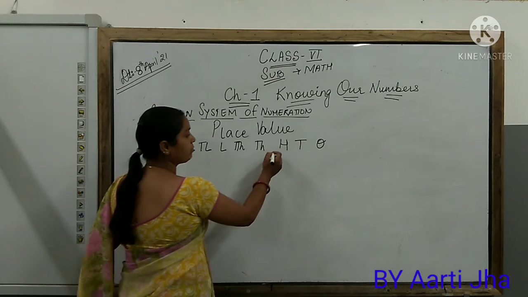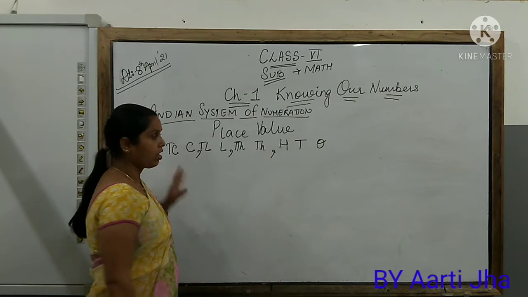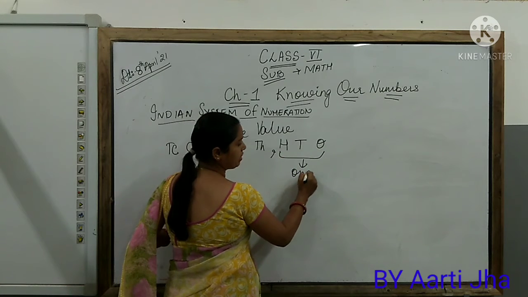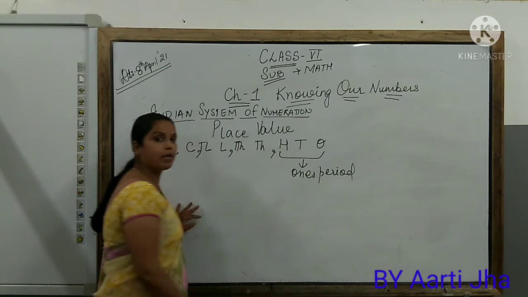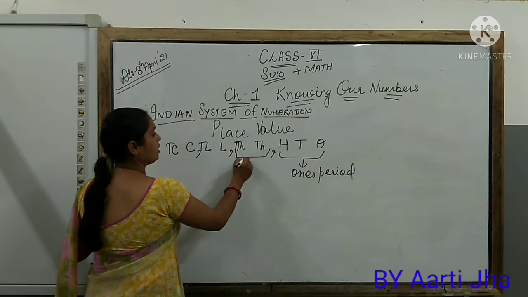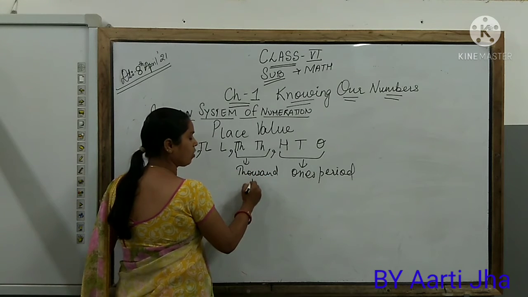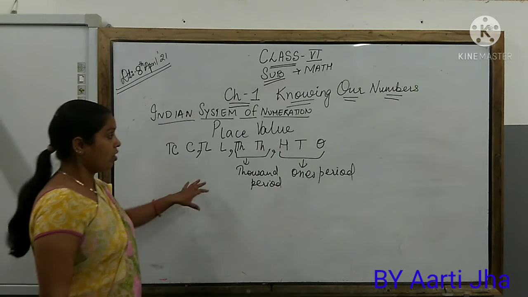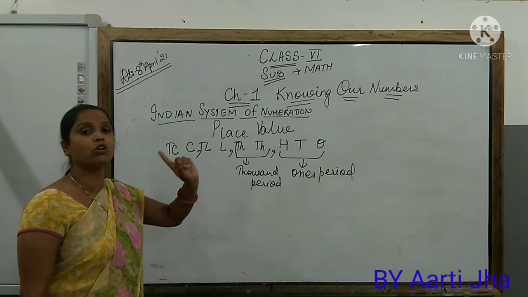How do we group them? We group them like this, where the first group has how many places? Three, and it is named the ones period. Then this will be named the 1000 period. These things have already been taught to you in class 4 and 5, children. I am explaining it so that we can revise what you have learned in your previous classes.